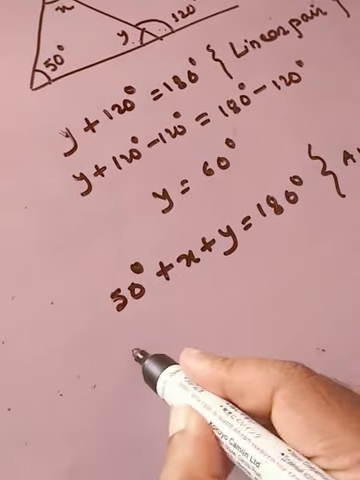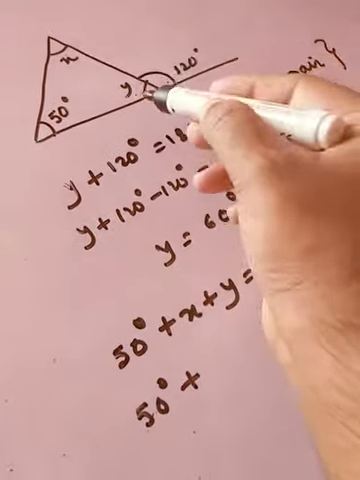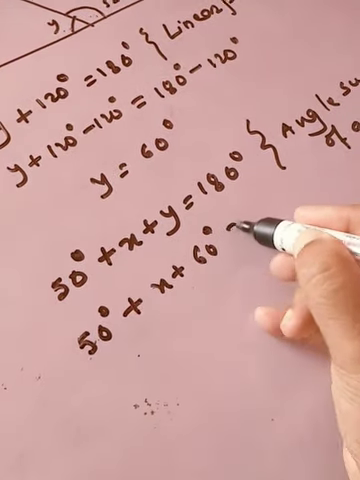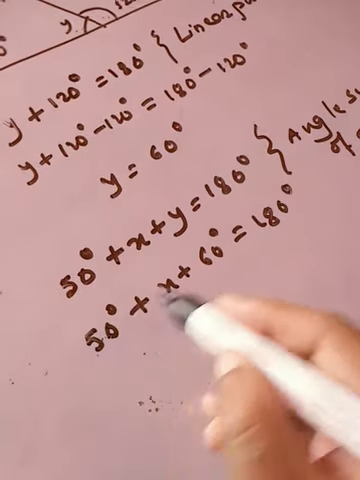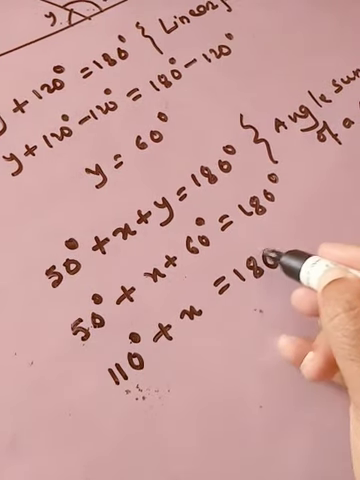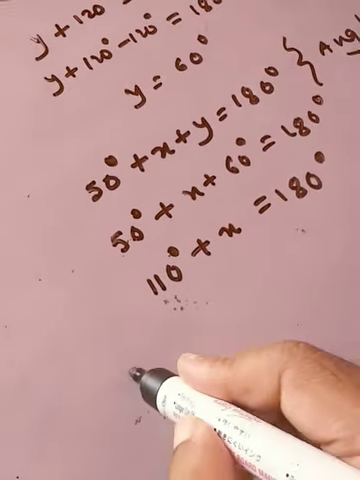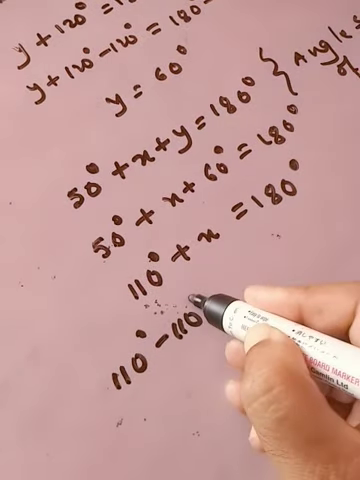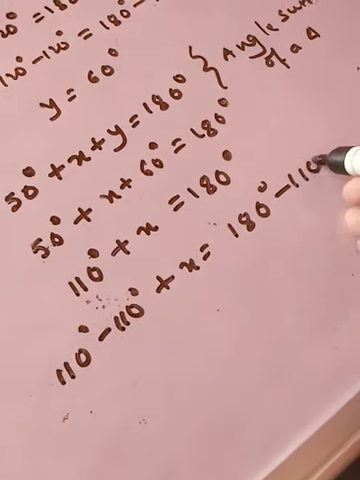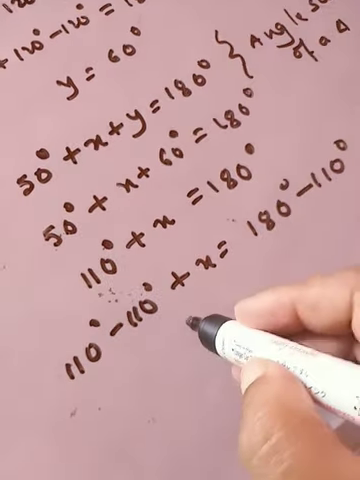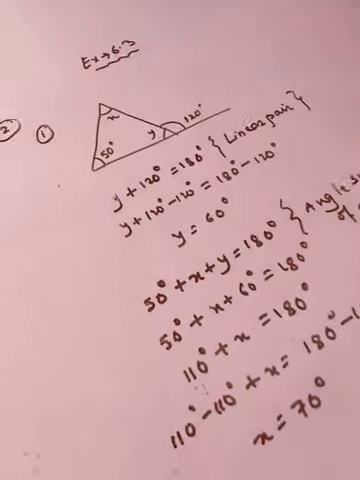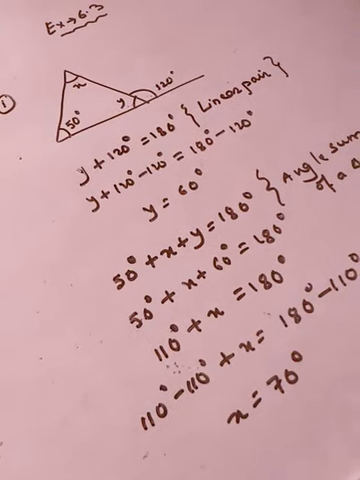So 50 degree, x we do not know, y we have just found out, that is 60. So in place of y we will put 60. 50 plus 60 is what? 110 degree equals 180 degree. Now we have to remove this 110, so we subtract 110. The same thing we do on the right hand side also, 110. So 110 minus 110 will be cancelled, so x equals 70 degree. So this is your solution of question number 1.